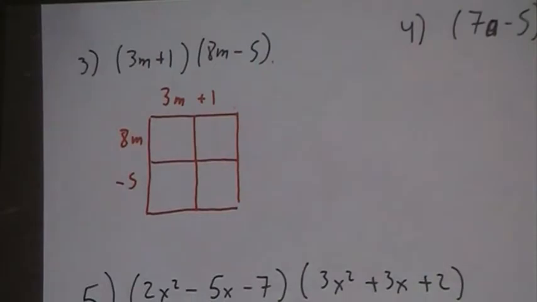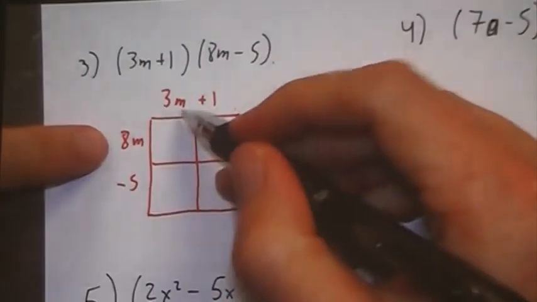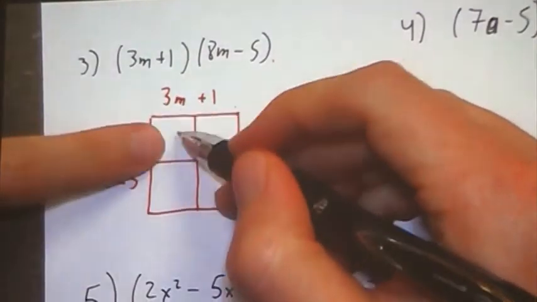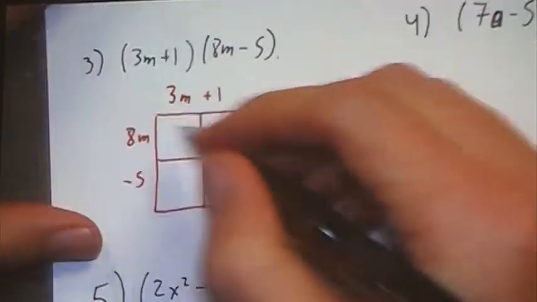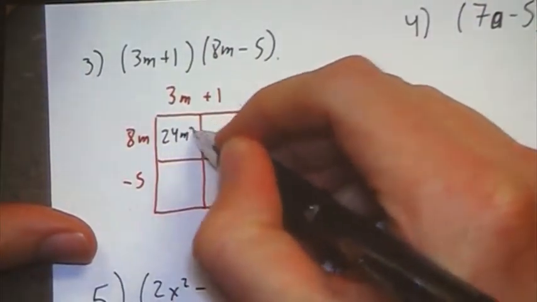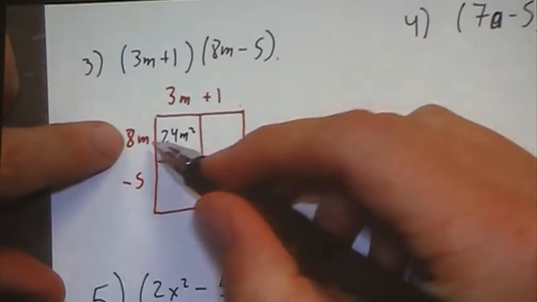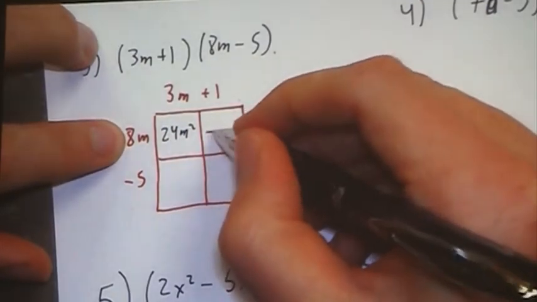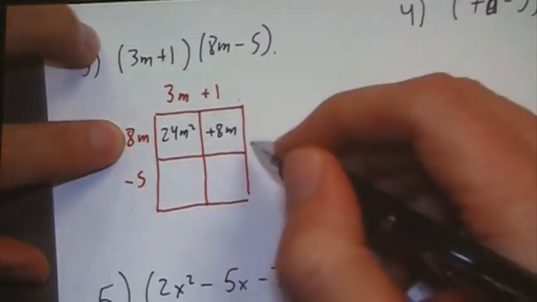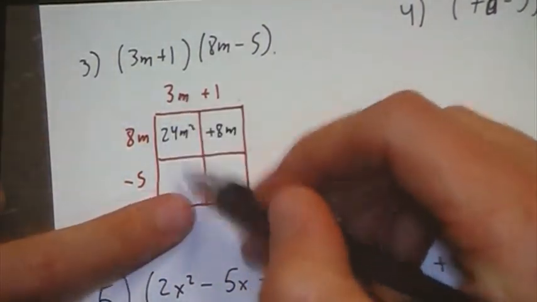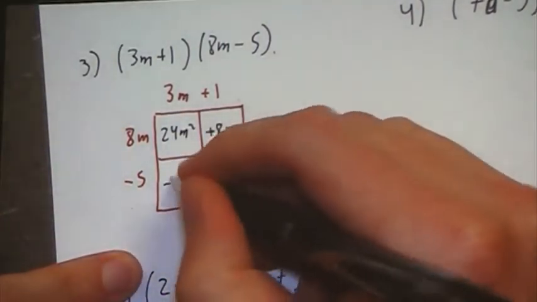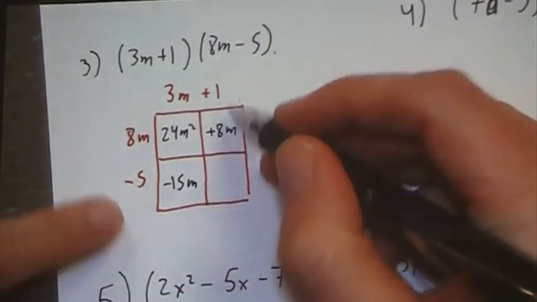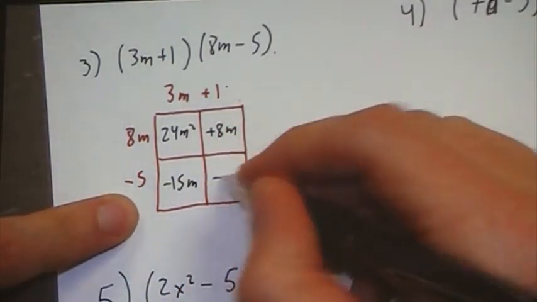From there, you will literally just kind of multiply across. So you go 3m times 8m. Those guys would cross there, and you've got a 24m squared. We'll just go straight across. 8m times a 1. That'd be a plus 8m. Then we go 3m times a negative 5. Negative 15m. And a negative 5 times a 1 would be a negative 5.